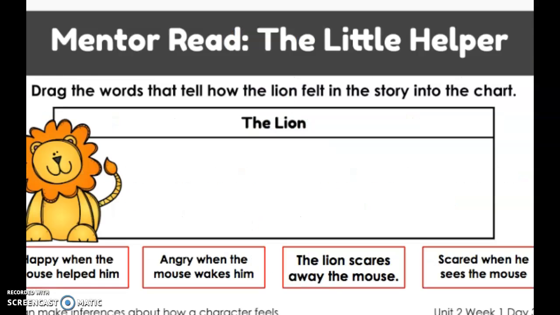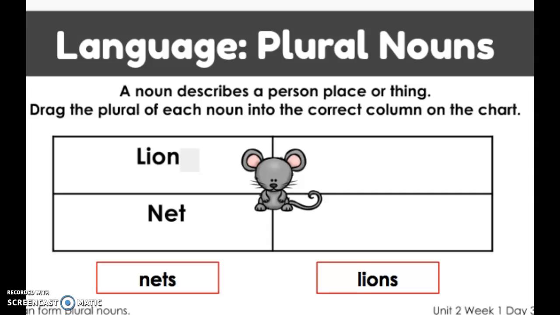On slide 2, you're going to look at the statements in red and decide, what did the lion feel in the story? Was the lion happy when the mouse helped him? Was the lion angry when the mouse woke him? Did the lion scare the mouse away? Or was he scared when he sees the mouse? So when you find your answers, you're going to move them up to the box. On slide 3, you're going to make the word lion and net plural by adding S's to them.